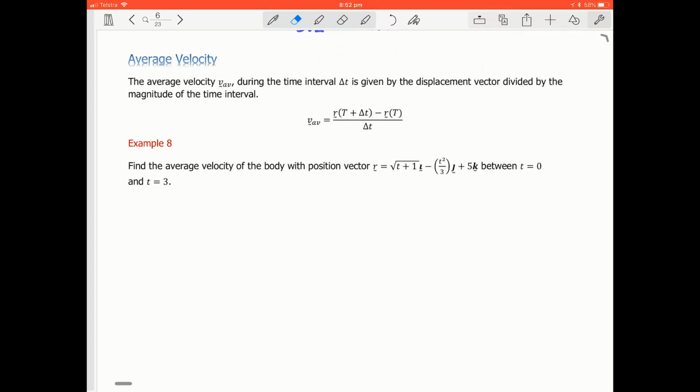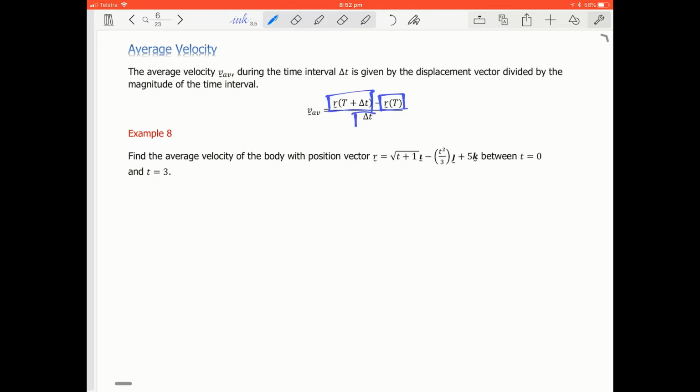Okay, now we know what the average velocity is. It's the change in displacement over the change in time. So we know our change in displacement is our final displacement minus our initial displacement, over our change in time. So that's our average velocity. It's not instantaneous, it's average. Okay, find the average velocity of the body with position vector r given by root t plus 1 i minus t squared on 3 j plus 5k between t equals 0 and t equals 3.